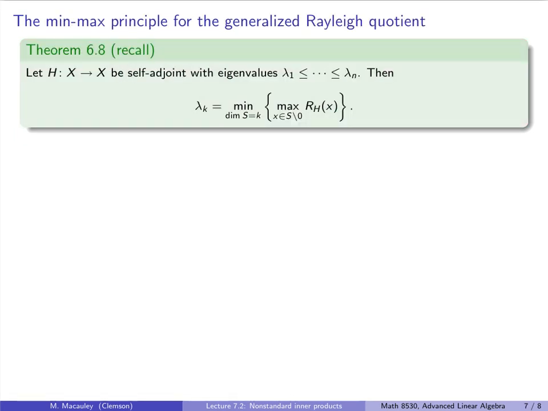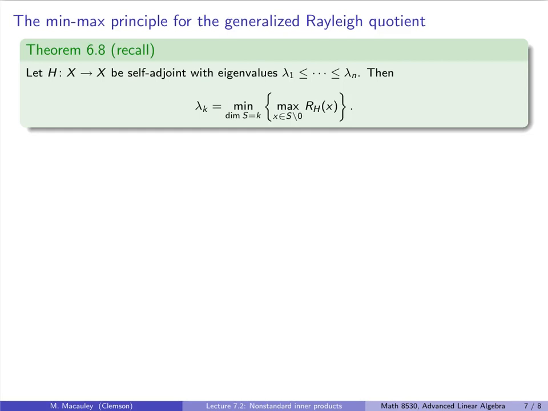Recall from the lecture on the Rayleigh quotient that we also had a so-called min-max principle. So if we had a self-adjoint linear map with eigenvalues in increasing order, lambda 1 up to lambda n, then the kth smallest eigenvalue was the minimum over all k-dimensional subspaces of the maximum Rayleigh quotient on that subspace. So again, I'll refer you back to the original lecture for some examples of this and some motivation.